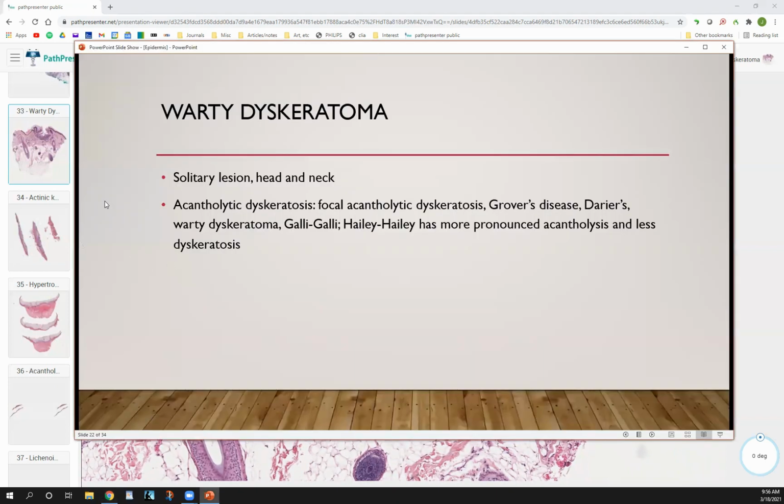Made a few notes here. Solitary lesion, often on the head and neck. And again, our pattern is that of acantholytic dyskeratosis. This is the same differential that I had listed before in the earlier slide.